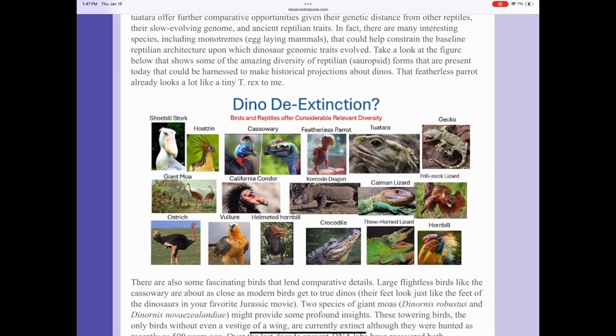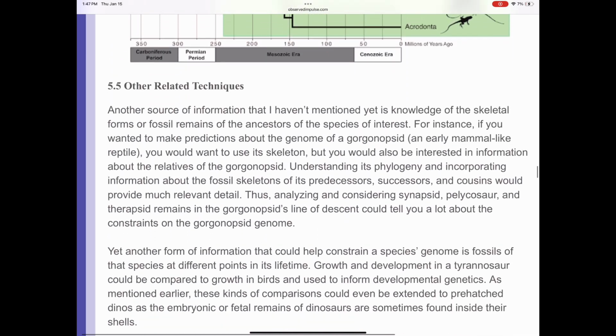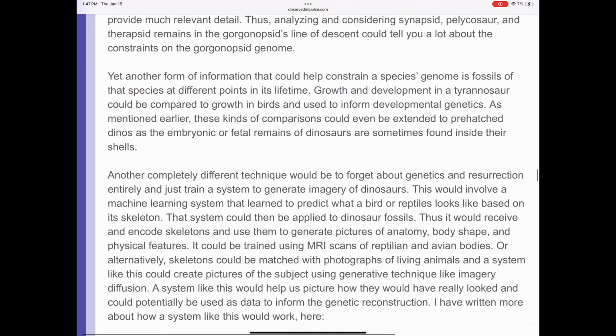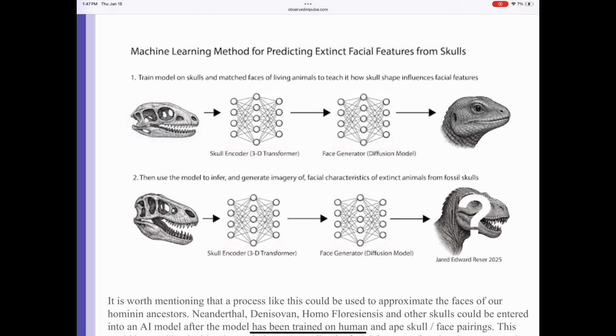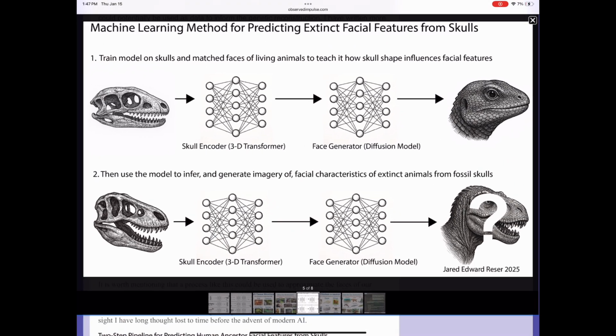And then I talk about a lot of related techniques that you might be interested in reading about. And then here in this diagram, I talk about a machine learning method for predicting extinct facial features from skulls. So here we're not dealing with DNA at all. We're dealing with pictures. So this would be generative AI, like the kind that we use when we create pictures using DALL-E or an image generator online. So we can train an AI system using a skull encoder and a face generator, probably a diffusion model or something like that.